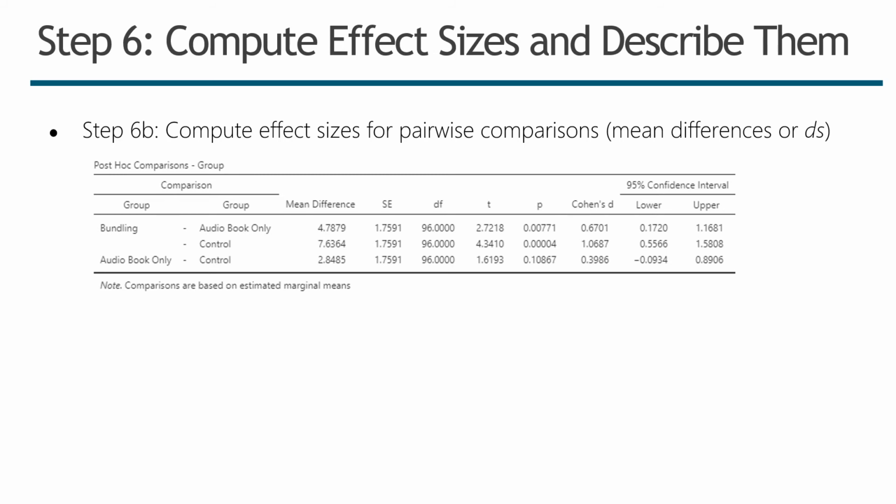And then if we compare the audiobook only group to the control group, we have a mean difference of 2.84, which is almost 3 more days a month. And d there is small to medium with a d of 0.3986.